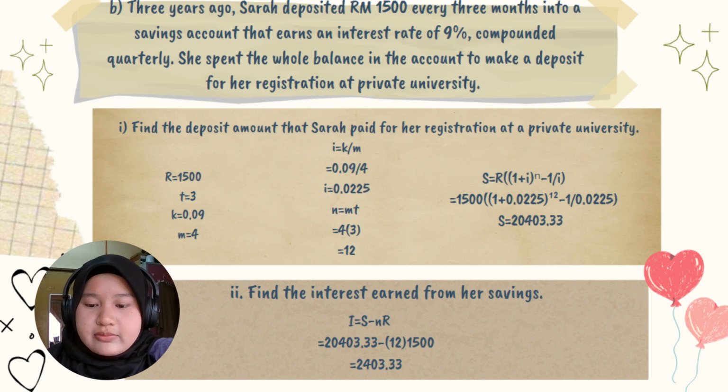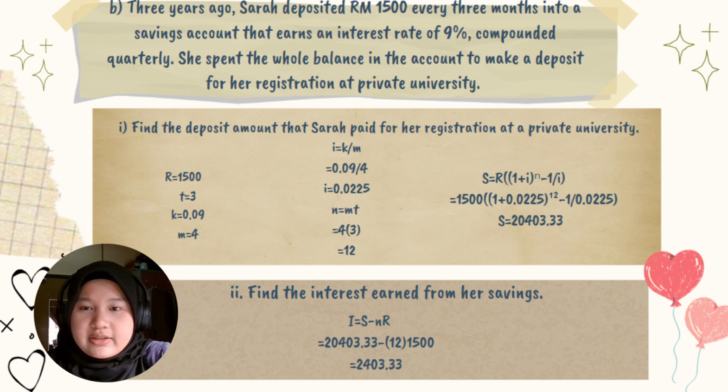Then to find the deposit amount, we use this formula: S equals R, bracket 1 plus i, bracket to the power of n, minus 1, over i. R is 1,500. i is 0.0225, to the power of n, which is 12, over 0.0225. Then the answer for Sarah's deposit amount is 20,403.33.